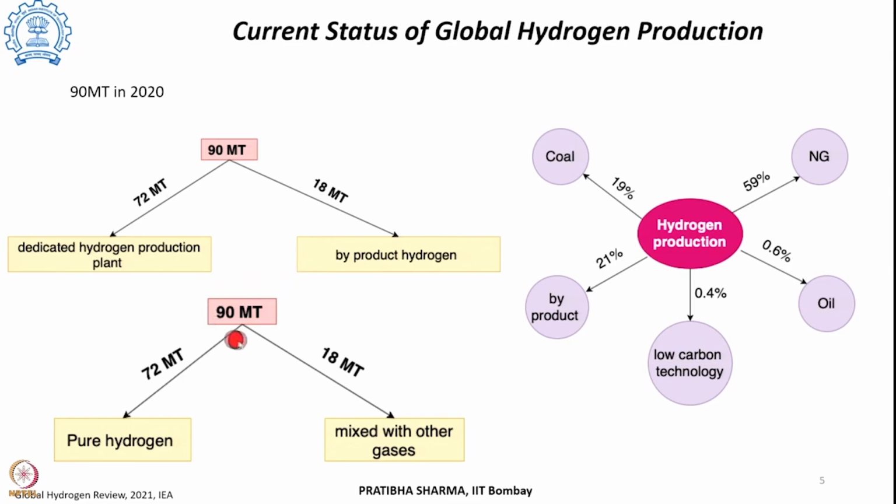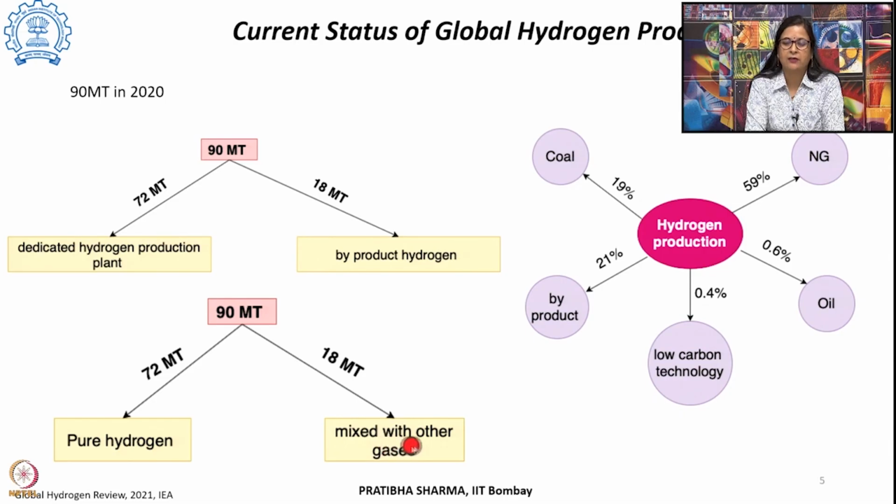Now, this 90 million tons, out of that 72 million tons was used as pure hydrogen in ammonia synthesis and in the refineries. Another 18 million tons used as mixed gas with other gases, basically for methanol production or for DRI for steel production. Now, in the various production routes, natural gas is the dominant fuel which is used for producing hydrogen, and steam methane reforming is the dominant process for producing hydrogen.